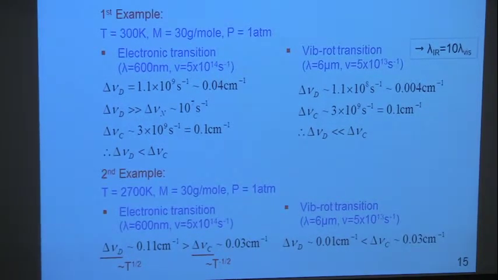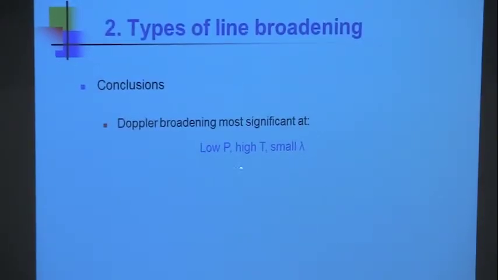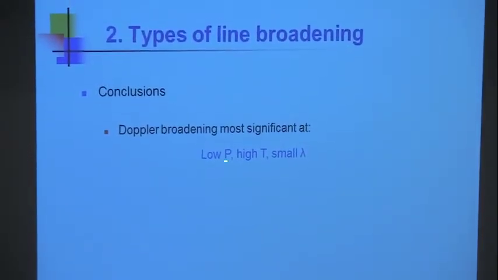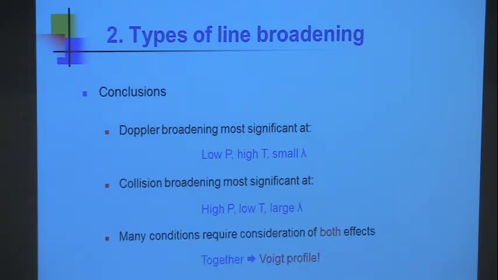In general, depending on the pressure and the temperature, you can decide if you're lucky enough that only one form of broadening applies. Why do I care? Because if only one form applies, I immediately know the line shape function. If they both apply, I'm trapped. I have to consider them both. So Doppler broadening is the most significant when the pressure is low, because the collision frequency is low, at higher T and small lambda. Collision broadening is most significant at higher P, lower T, large lambda. So it depends on where you are in pressure, temperature, wavelength space. But frequently in combustion problems, we have to do both.